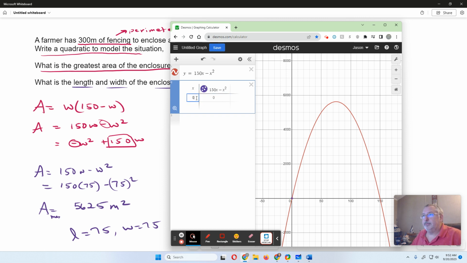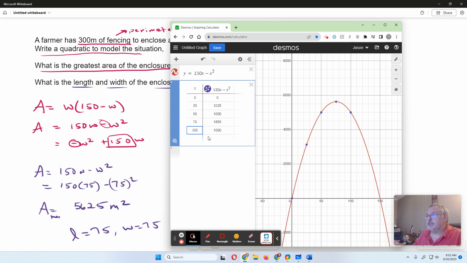I put in 0, I get 0. Let's just go by 25 since 75 is the width. So you put in 25, you get 3,125. Go 50, go 75, and there's the area that we got, the max area. And you see it's at the tip of the parabola. Let's go 100, and you see it starts going back down. And if we go to 150, we get back to 0. So there's the parabola, and that matches up with what we got, so that makes sense.